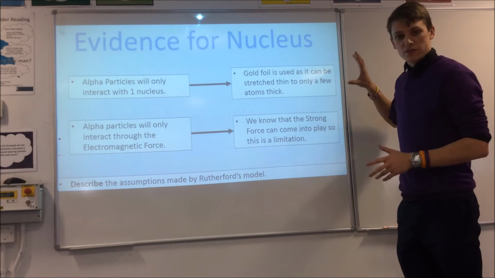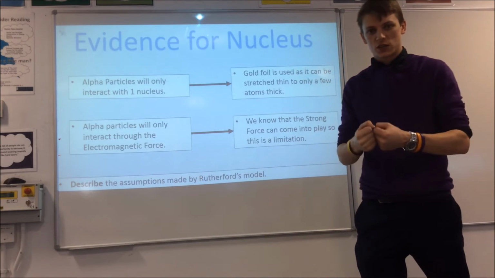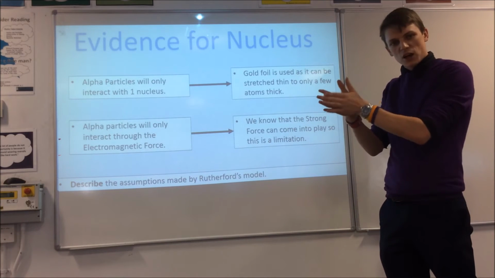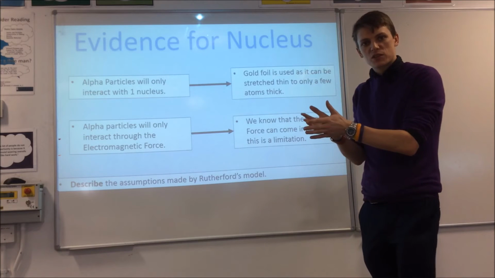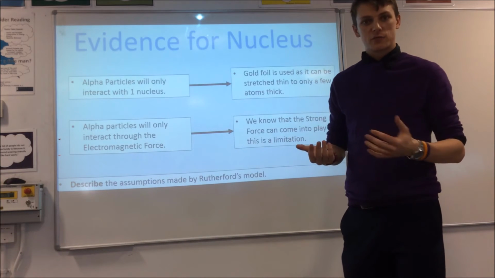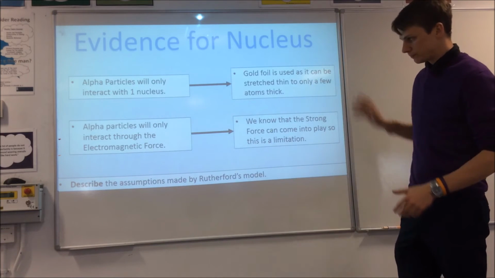The reason it's a valid assumption to make for this experiment is because gold foil can be stretched extremely thin because it's so ductile, and because of that it can end up being only a few atoms thick for this experiment, so it's incredibly unlikely an alpha particle will encounter multiple nuclei. So that's what's going on there.